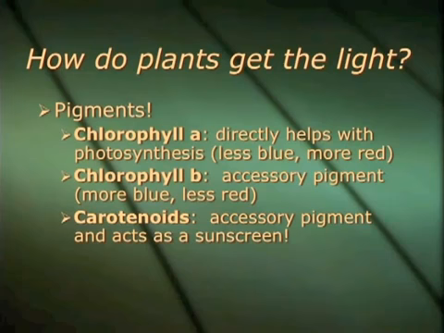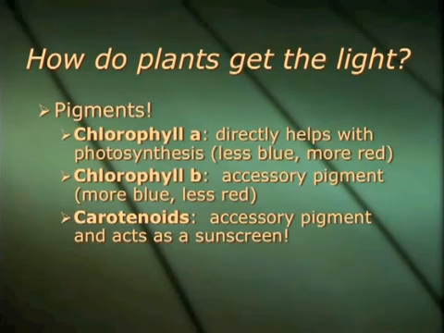Now, chlorophyll B and the carotenoids are what's known as accessory pigments. All that they do is absorb light energy and pass that energy to chlorophyll A. They do not actually directly participate in photosynthesis. So when you're looking at the light reaction, you will see that it is all about chlorophyll A.